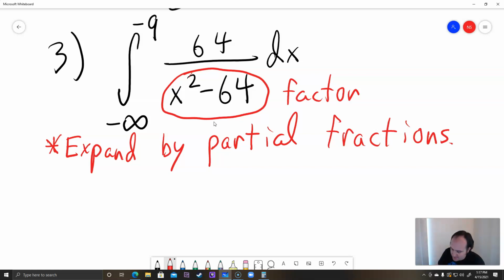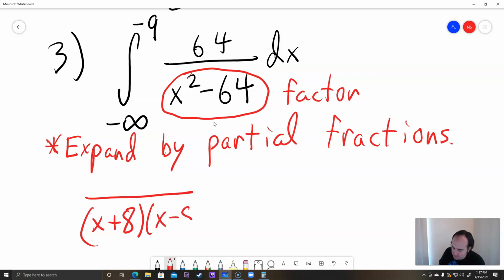So the way that's going to factor is it's going to be x plus 8 times x minus 8. Or depending on what book you use, it might be x minus 8 times x plus 8. The order doesn't really matter. But what matters is that you actually factor it correctly. And we still have a 64 on the top.